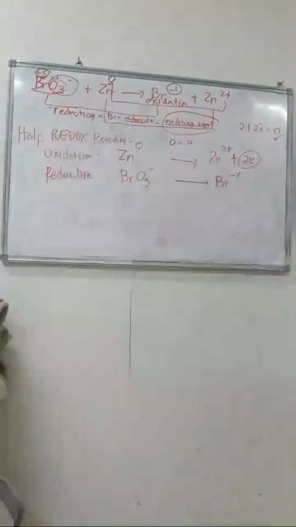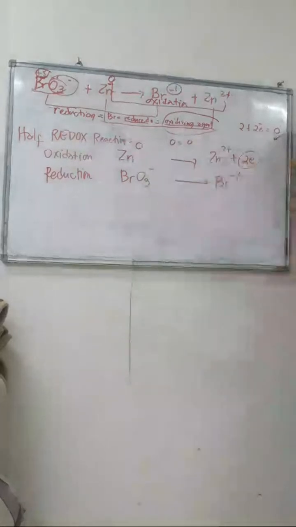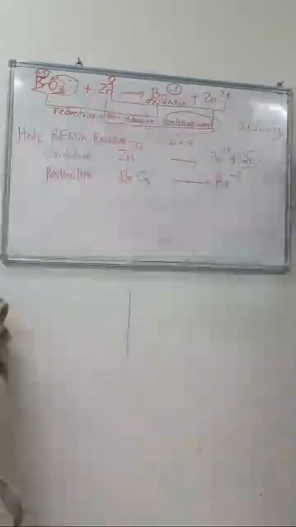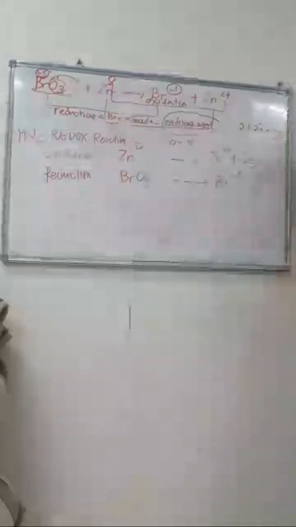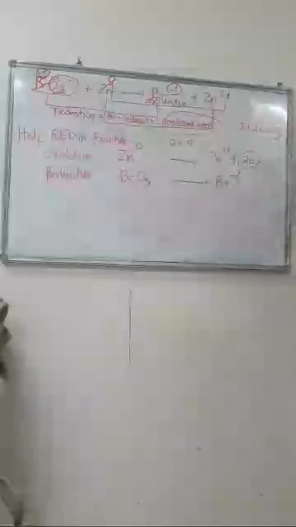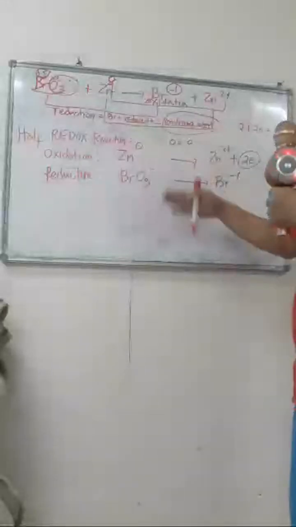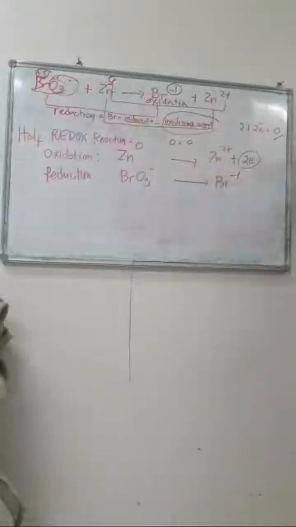Now take note. You have to add electrons on the left. Sorry, because I'm facing you. If you face the whiteboard, then it's left here, right here. So just say reactant to make it short. You add electrons on the reactant side, even if you don't know how many yet.